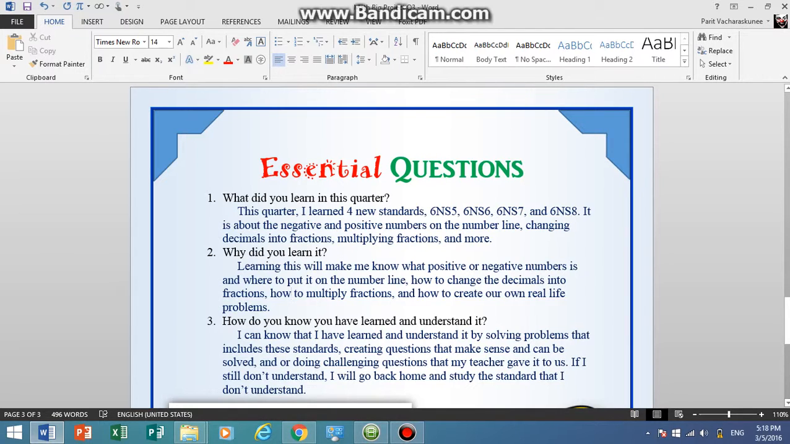How do you know you have learned and understand it? I can know that I have learned and understand it by solving problems that include these standards, creating questions that make sense and can be solved, and doing challenging questions that my teacher gave me. If I still don't understand, I'll go back and study the standard that I don't understand until I can.